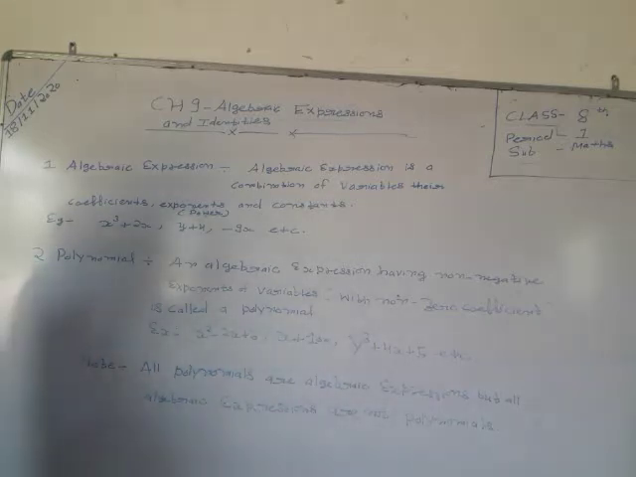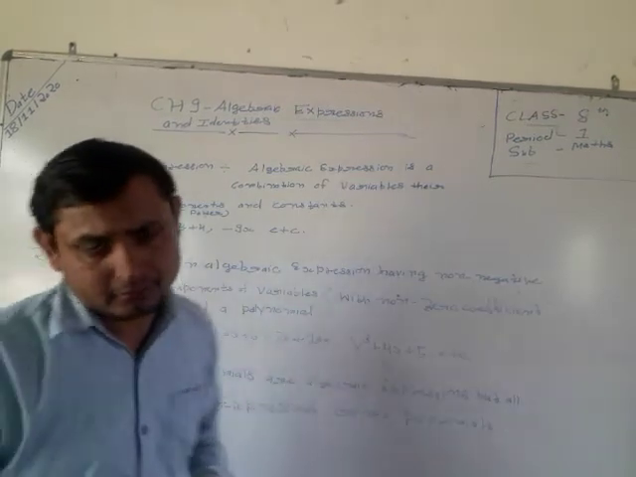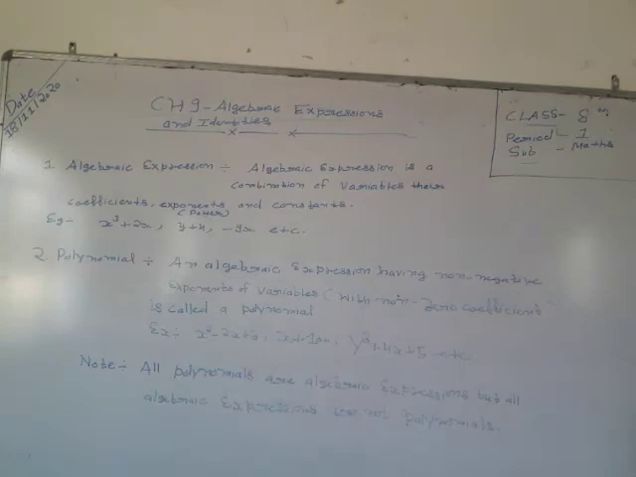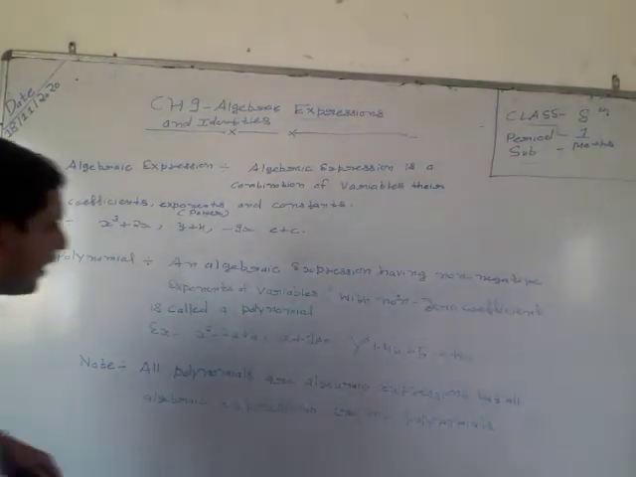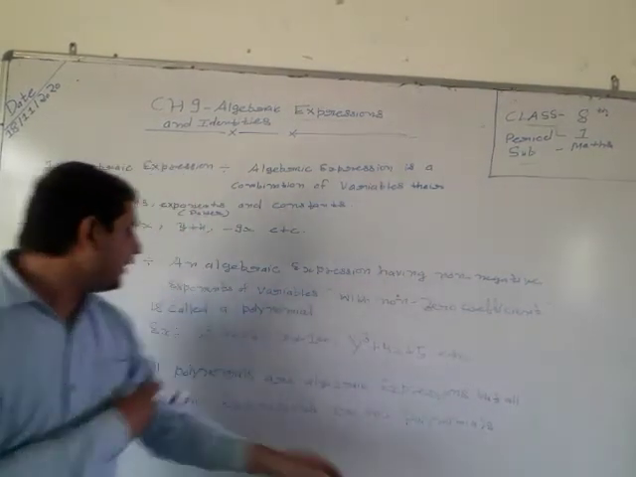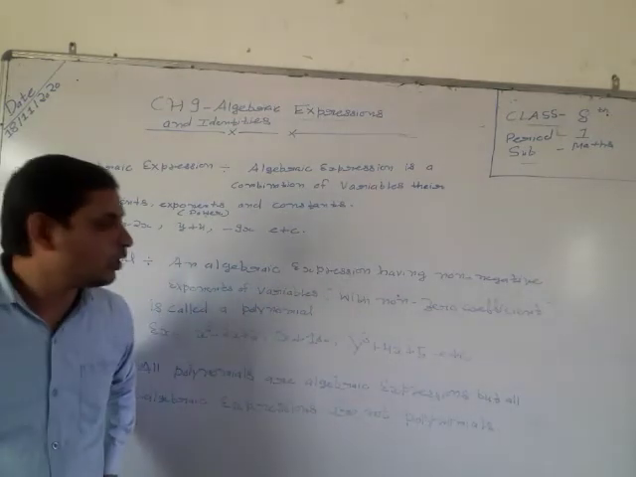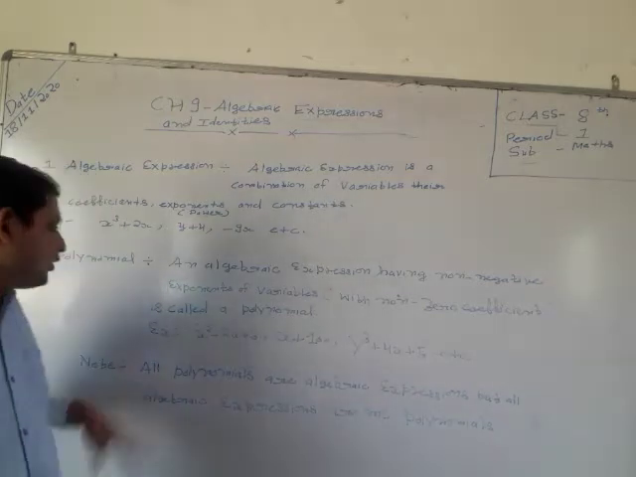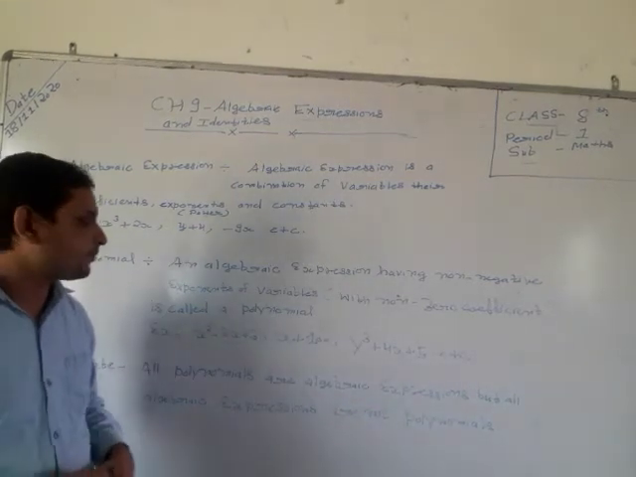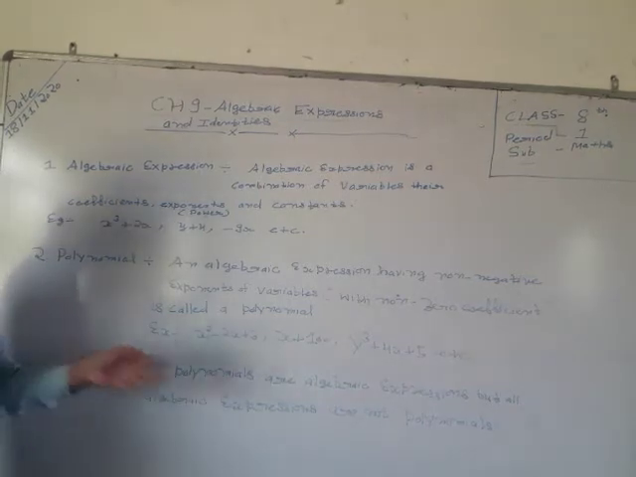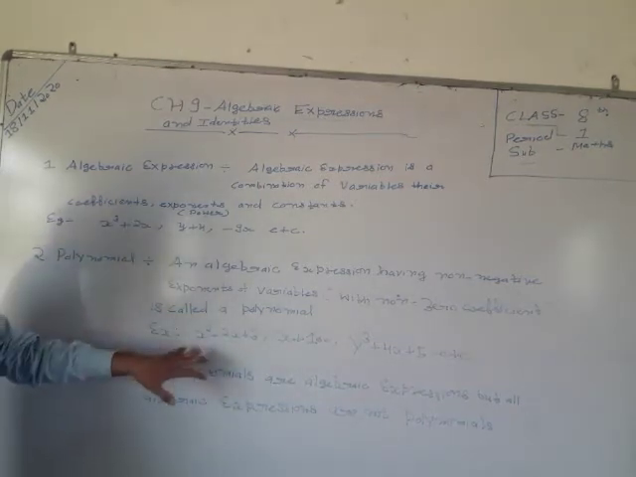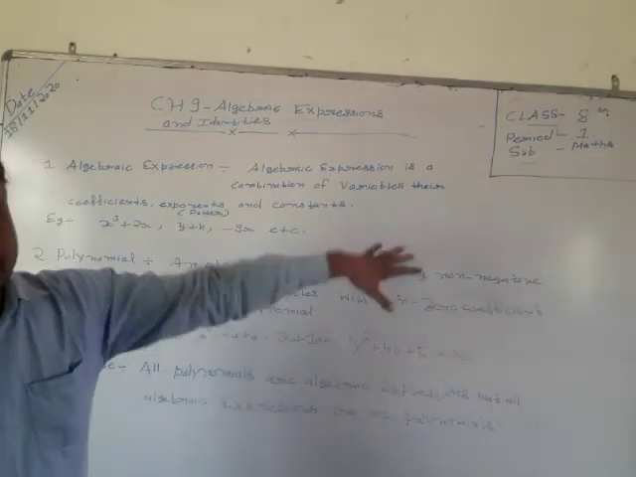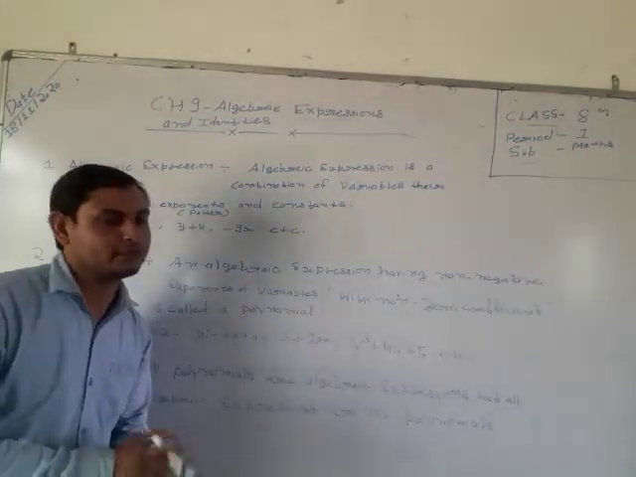Now polynomials. What is a polynomial? An algebraic expression having non-negative exponents of variables with non-zero coefficients is called a polynomial. I have written examples of polynomials: x squared minus 2x plus 3, x plus 100, y cubed plus 4x plus 5, etc. All these are polynomials.